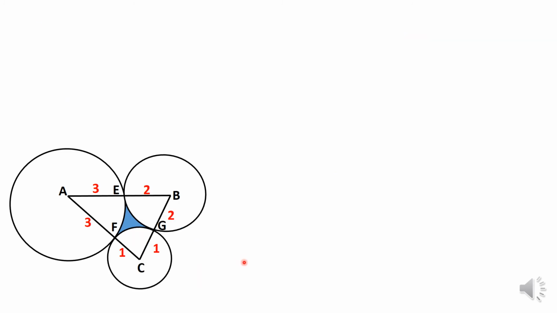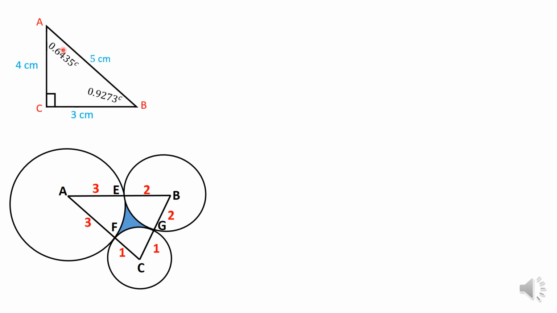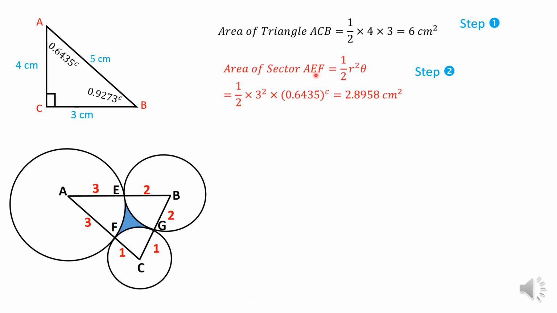Okay, so let's bring the triangle back with the angles now included. The diagram is here. We are looking for the shaded part. So step 1, area of the triangle. Well, it's just half base times height, which is 6 square centimeters. Remember, the perpendicular sides where they intersect, one will be the base, one will be the height. It doesn't really matter. Then I have to find the area of sector AEF.